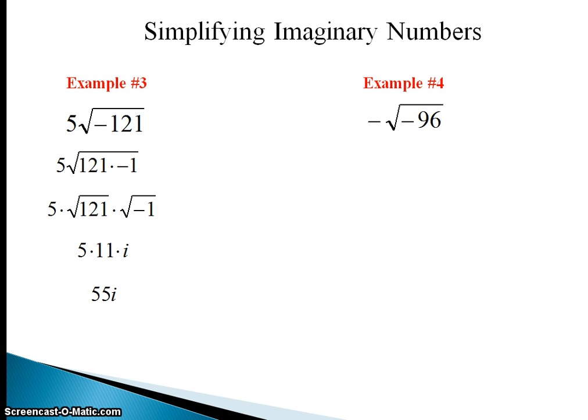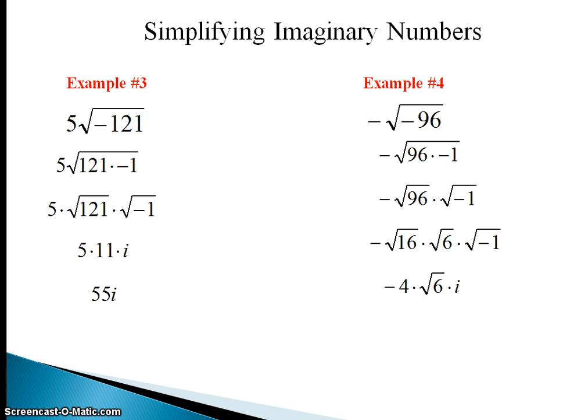And our last example is negative square root of -96. Well, we start the exact same way. We factor out -1, and then we take a look at the factors of 96. Turns out that the largest perfect square in 96 is 16, so we're going to factor that out and separate that out and end up with negative square root of 16 times the square root of 6 times the square root of -1. Now the square root of 16 is 4.